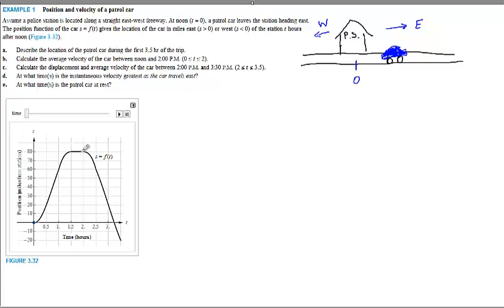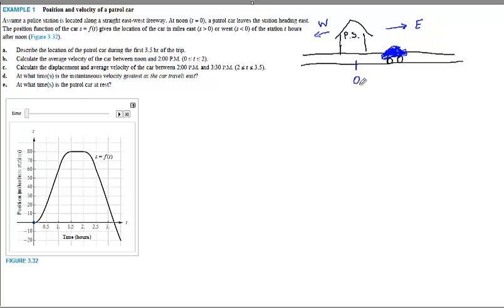Then he takes off again. He doesn't just slam the pedal down. Notice how he takes off at a reasonable rate and starts to increase in speed, and then he goes at a steady speed. So let's talk about where he is.